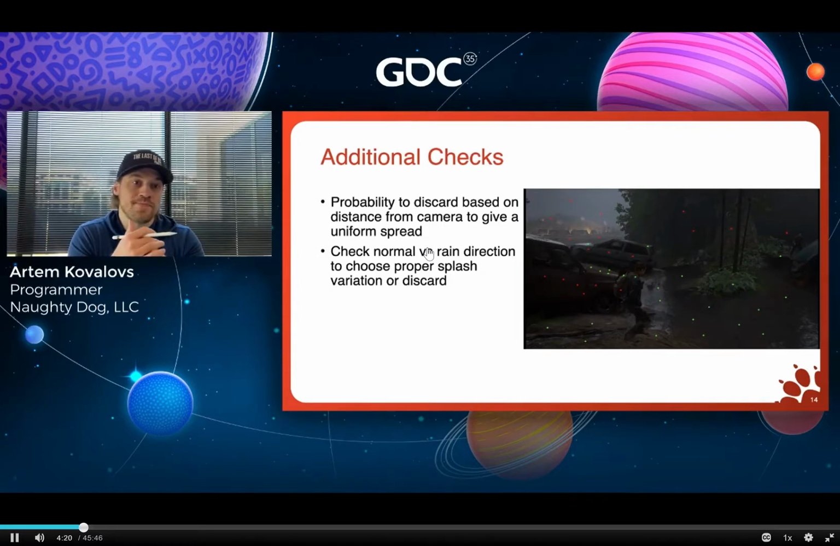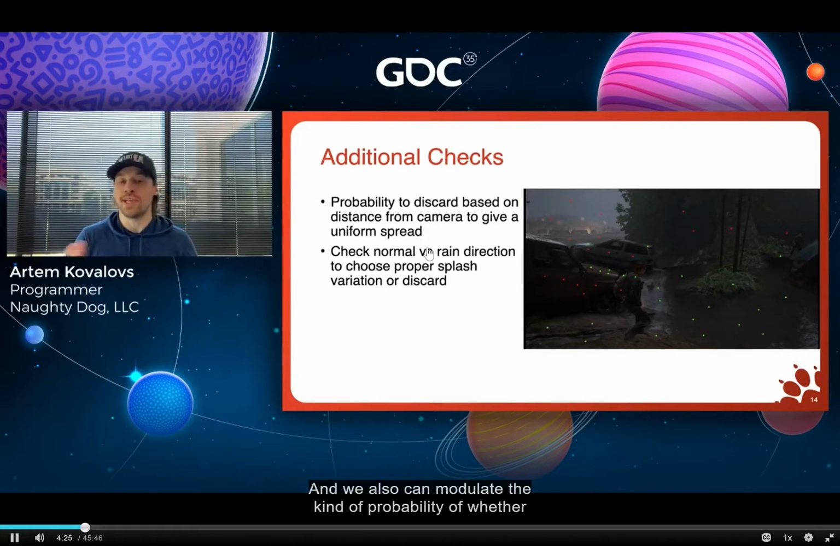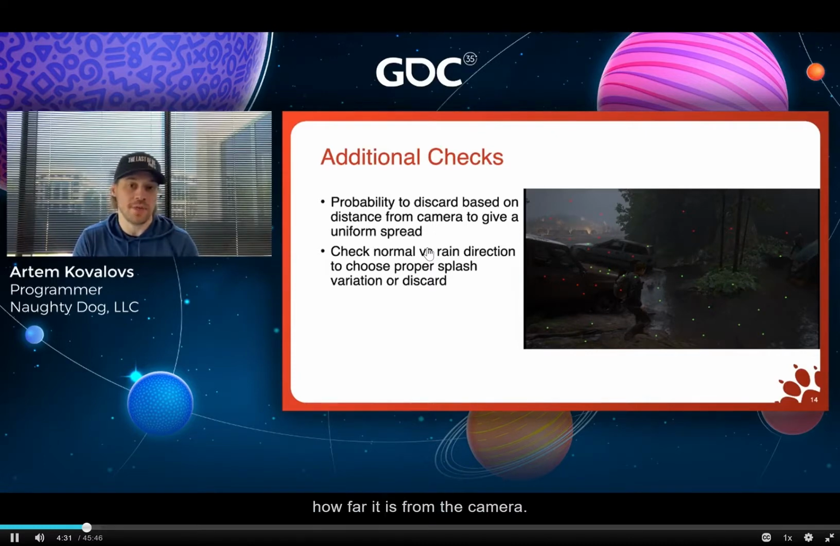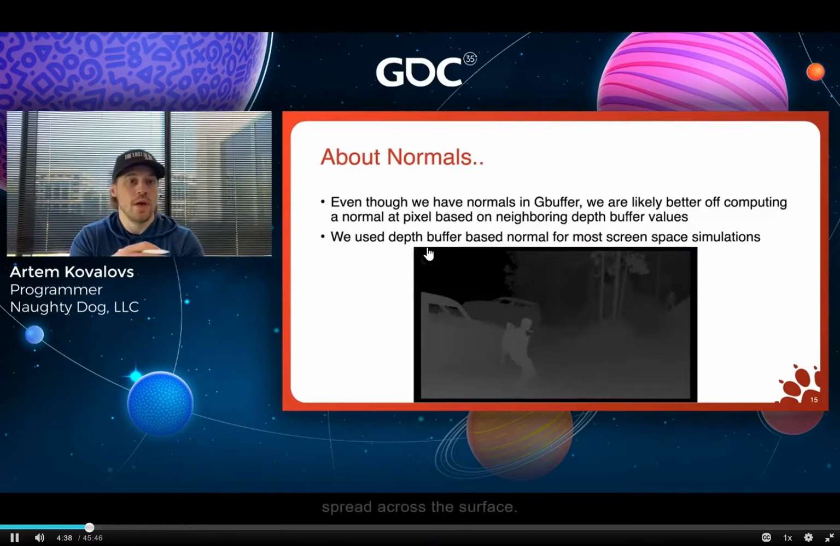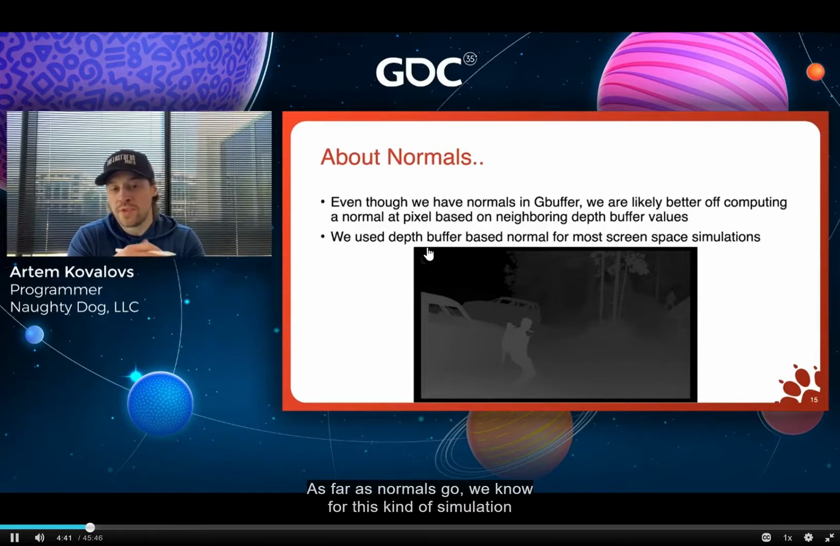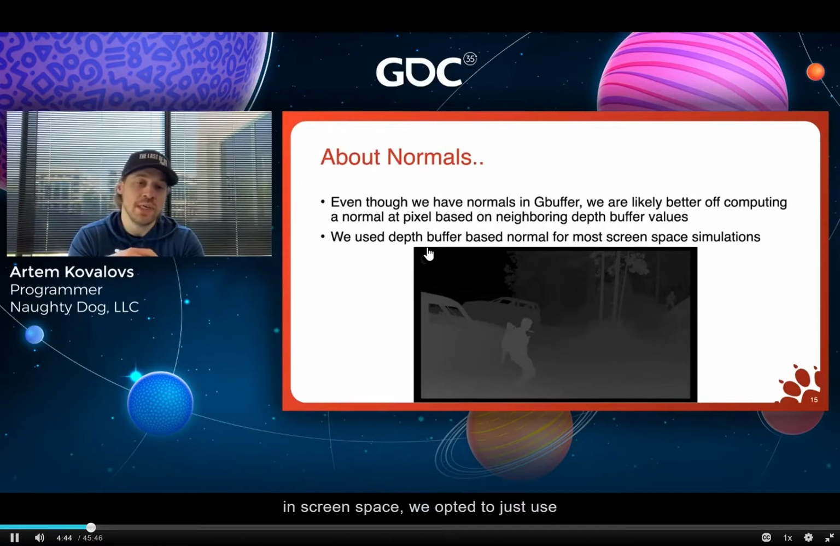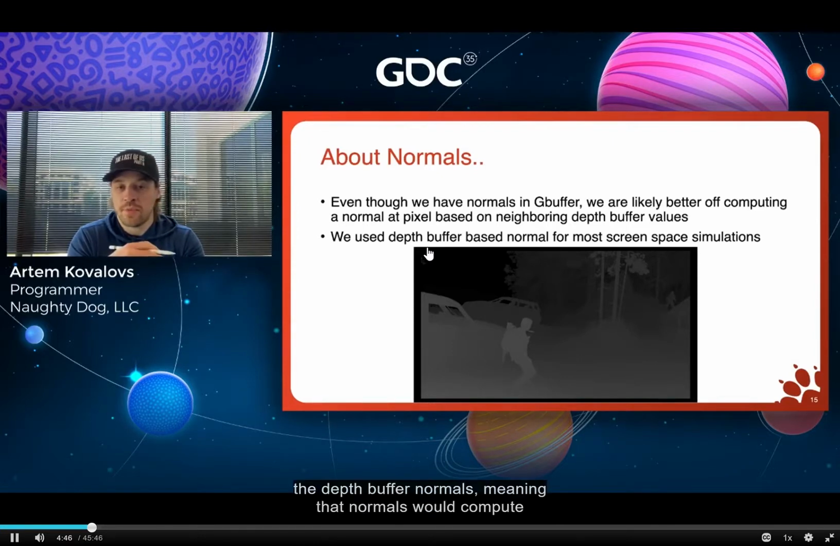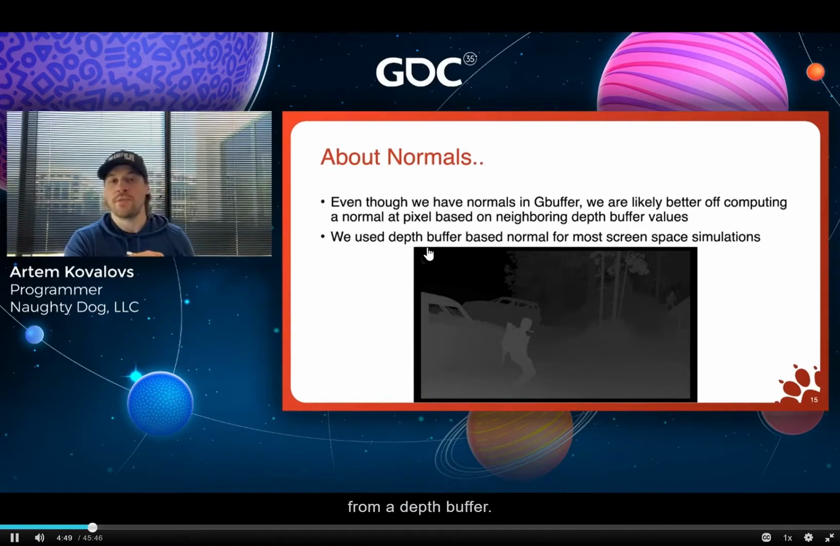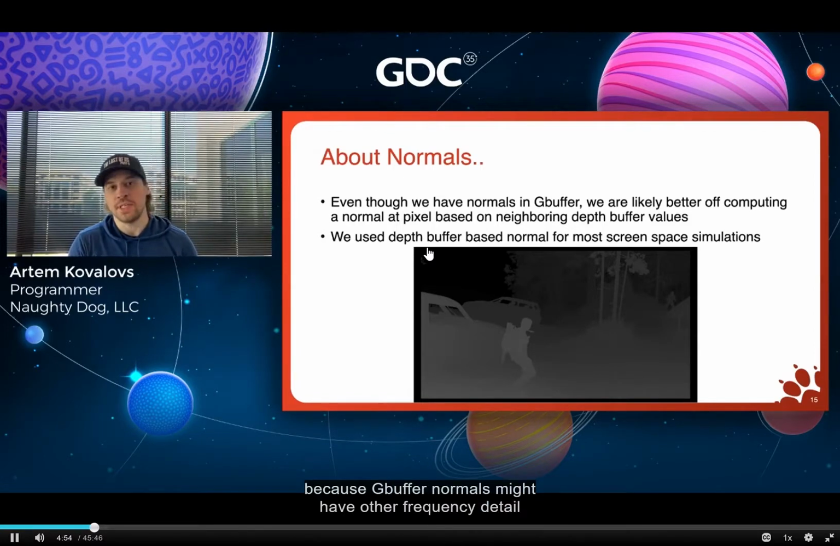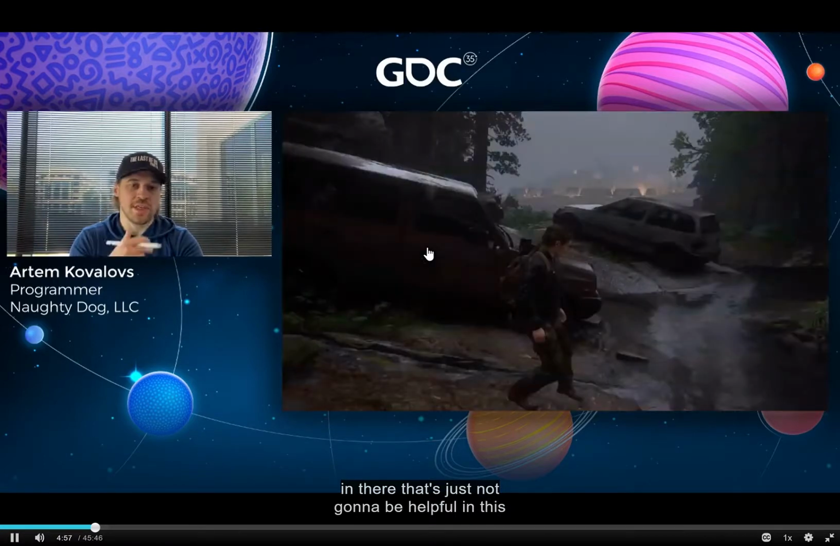We also can modulate the probability of whether I'm going to accept the splash location depending on how far it is from the camera, so that we can try to enforce a more uniform spread across the surface. As far as normals go, for this kind of simulation in screen space, we opted to just use the depth buffer normals, meaning normals we compute from the depth buffer, instead of reading them from the gbuffer, because the gbuffer normals might have other frequency detail in there that is just not going to be helpful in this particular case.